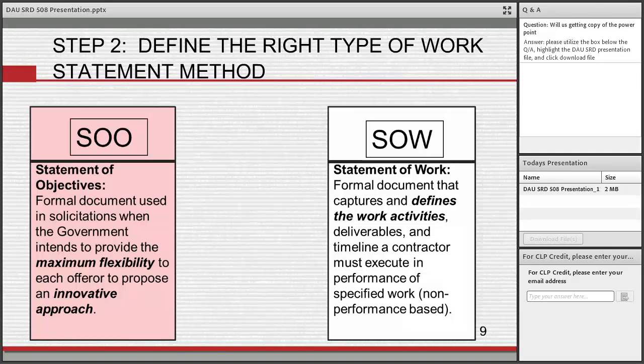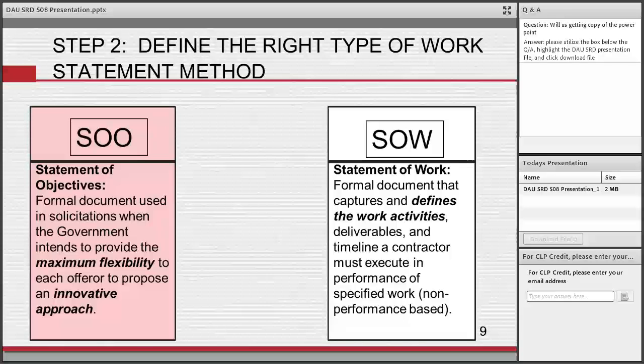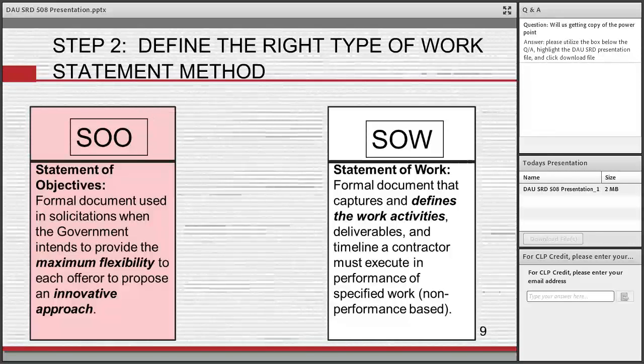So the second one is a statement of work, or we call that a SOW. Now the statement of work is very defined. Not only does it tell them what I'm buying, whether it's a service or an item, but it tells them exactly how I want them to perform in order to give me what I need.